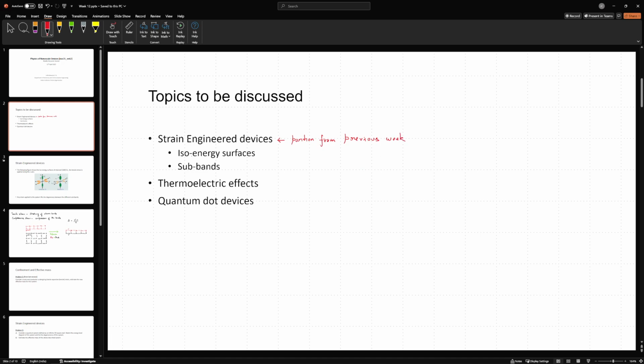And in that, we shall be exploring the idea of isoenergy surfaces and subbands. Previously, we had seen the notion of subbands in quasi 2D and quasi 1D materials. Now, we shall look at the notion of subbands in a more device specific context, as to how these subbands form and how they influence the transport properties of the device. And then we shall have a brief discussion on the thermoelectric effects.